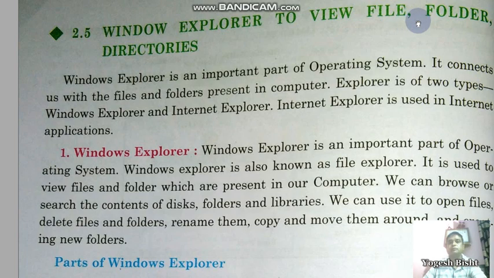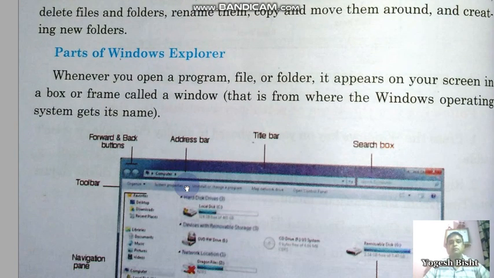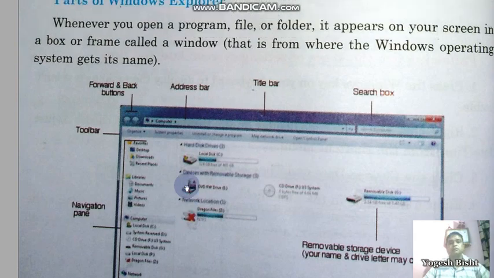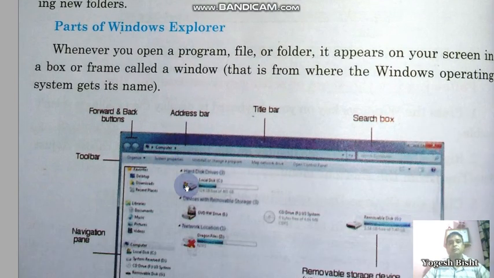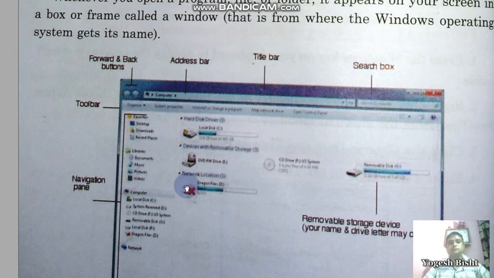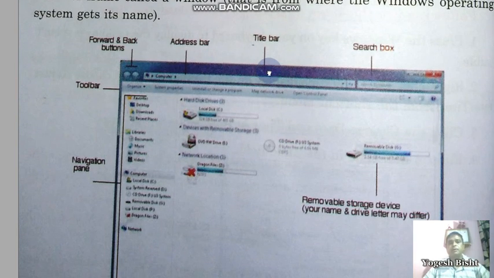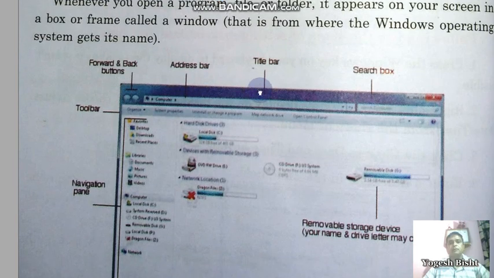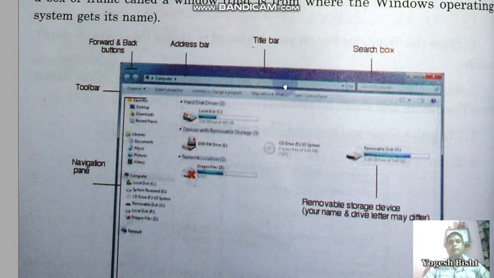Windows Explorer to view file folders and directory. This is what I have told you just now, how to view folders and files in Windows Explorer mode. So these are the components of any window, like address bar, title bar. We have just done it here.